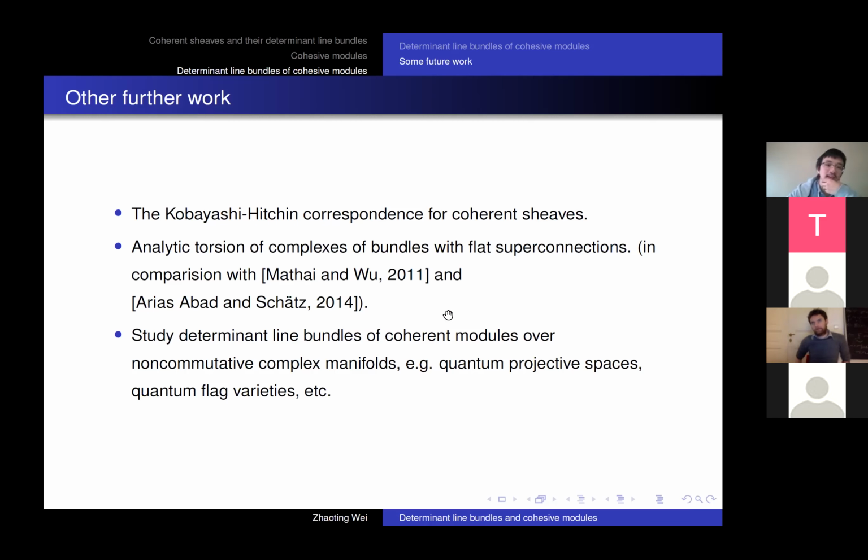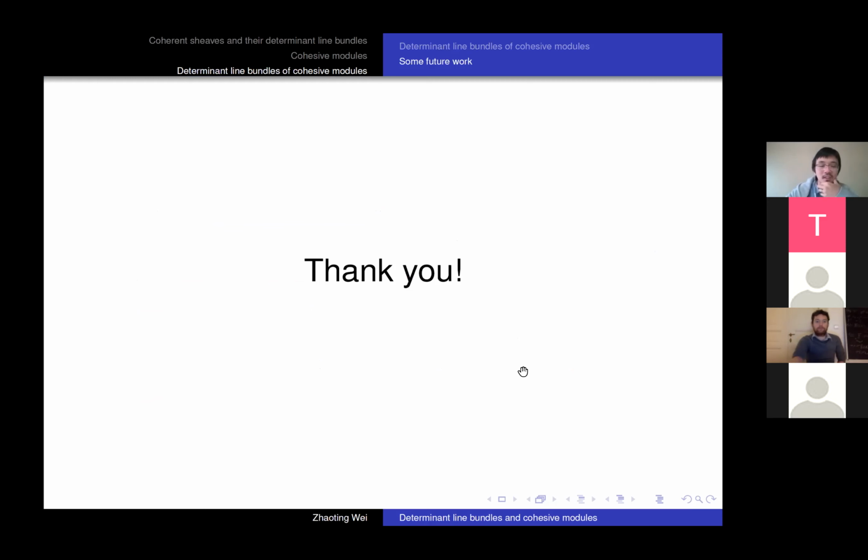And the third topic may be purely non-commutative geometry. So could we do the same thing just on some genuine non-commutative space, like quantum projective space, quantum flag varieties? Yeah, I think in the audience, there are a lot of experts on this. That's something maybe interesting in the future. Okay, I think that's my talk. That's it for today. Thank you.